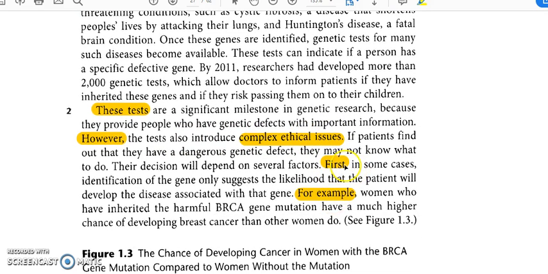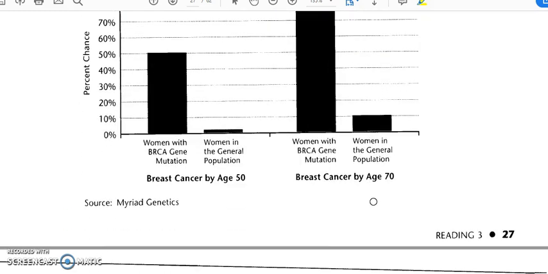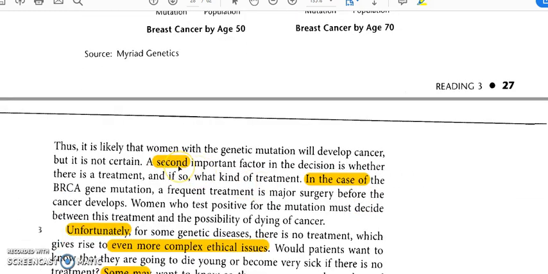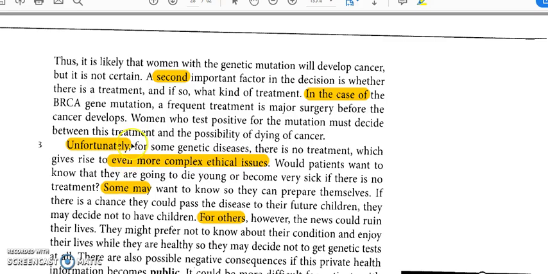And we can see first, and then we see, for example, it gives us the first ethical issue, and it gives us an example. We continue on. Second, in the case of, again an example. So it gives us two reasons and an example for each. Paragraph 3 starts with the word unfortunately. So we know it's going to be different from what was in paragraph 2.